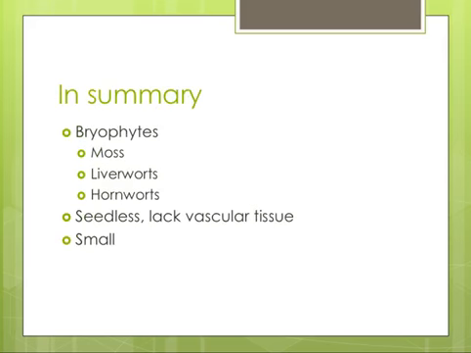osmosis. So in summary, we have bryophytes, we have moss, which is phylum Bryophyta, we have liverworts, which is the Marchantiophyta, and then we have the hornworts, which is Anthocerotophyta. They are seedless, they lack vascular tissue, and they're very small due to their need to be able to transport water up the plant, and so that limits their size because they don't have that vascular tissue. So that is our first group of true plants, the bryophytes.